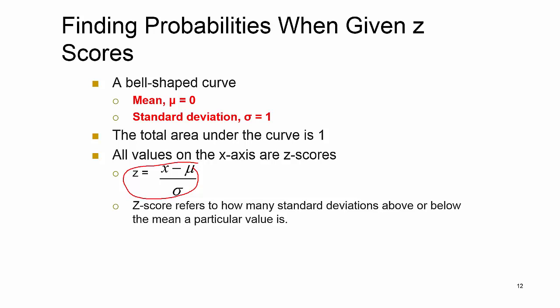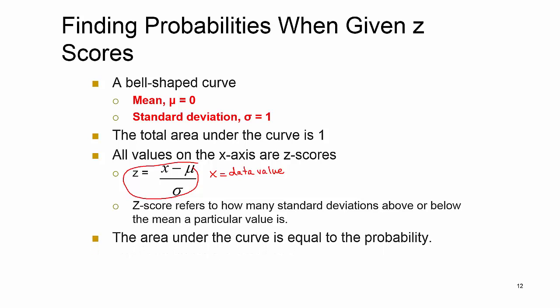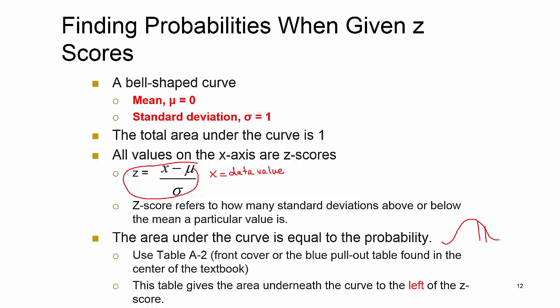In this formula, x is your data value. So that particular data value, if you want to convert it to a z-score, you subtract the mean from it and divide by standard deviation. The area under the curve is equal to the probability. However, since this is not a rectangle, it's a bell-shaped curve, and we're trying to find particular areas, we can't do length times width. So we have a table that calculates these areas for us.